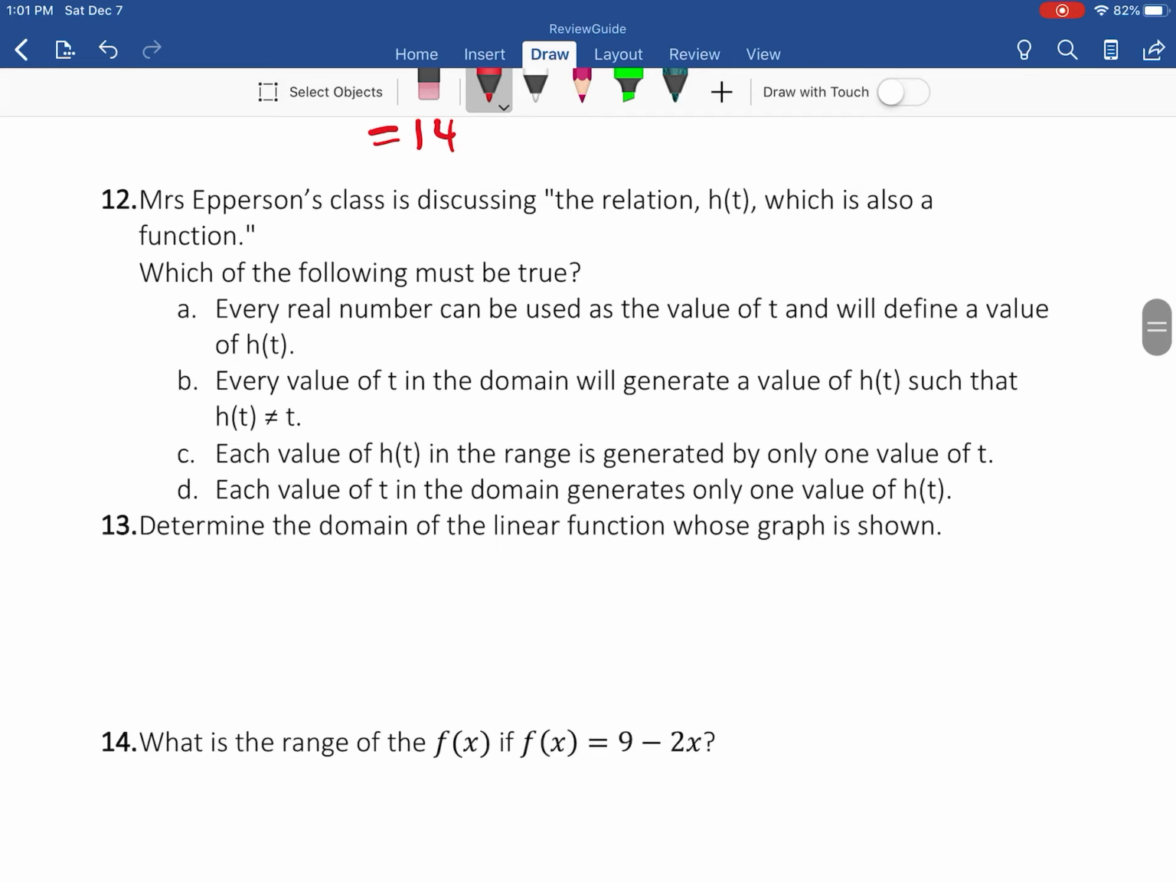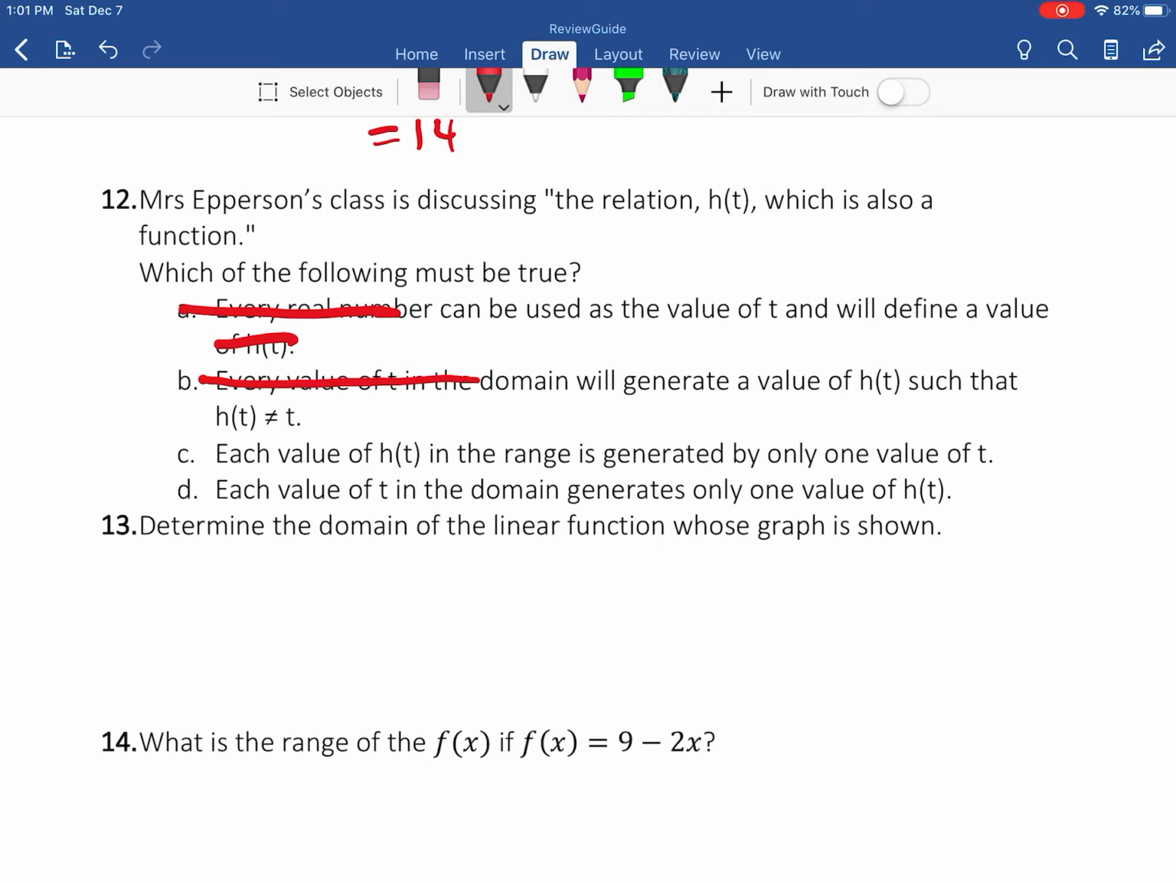Number 12, Mrs. Epperson's class is discussing the relation h of t, which is also a function. Which of the following must be true? Every real number can be used as a value of t and will be defined as a value of h of t. That's false. Every value of t in the domain will generate a value of h of t such that h of t cannot equal t. Part of this is true, but the whole thing is not.